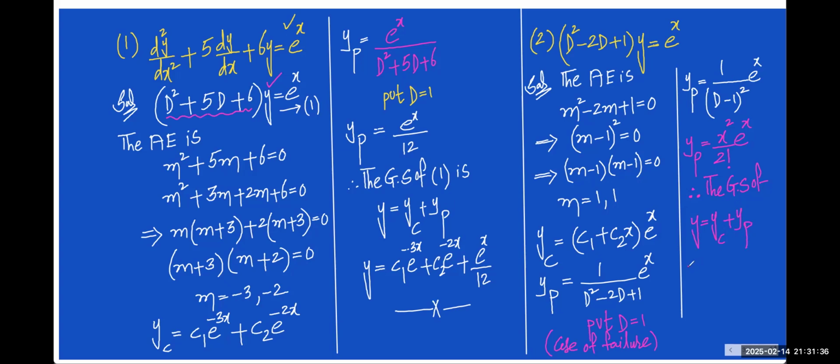So y is equal to the complementary function. We got it as (c1 plus c2 of x) into e power x, plus the yp value, which is x square by 2 factorial, which is called 2 only, into e power x. That's it. Finished. The answer is over.